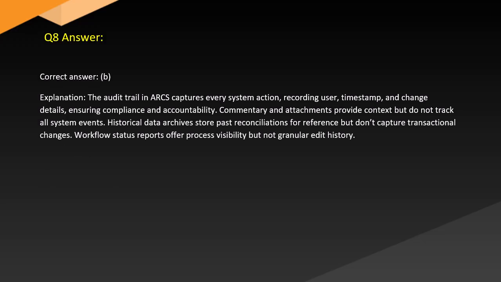Answer. Correct answer: B. Explanation. The audit trail in ARCS captures every system action, recording user, timestamp, and change details, ensuring compliance and accountability. Commentary and attachments provide context but do not track all system events. Historical data archives store past reconciliations for reference but don't capture transactional changes. Workflow status reports offer process visibility but not granular edit history.